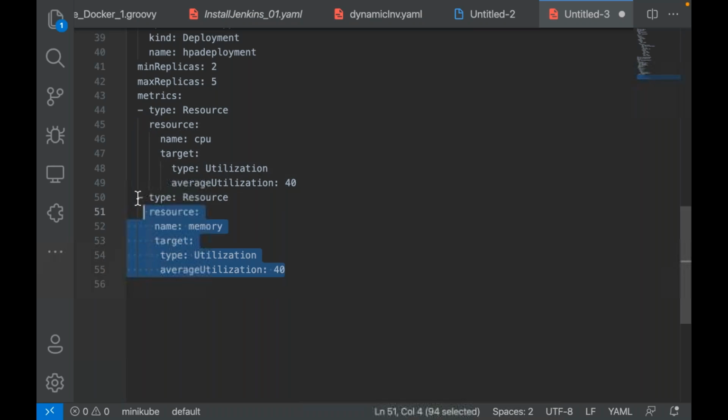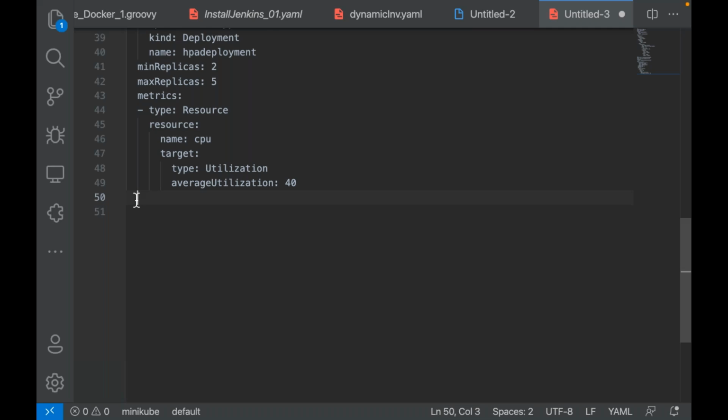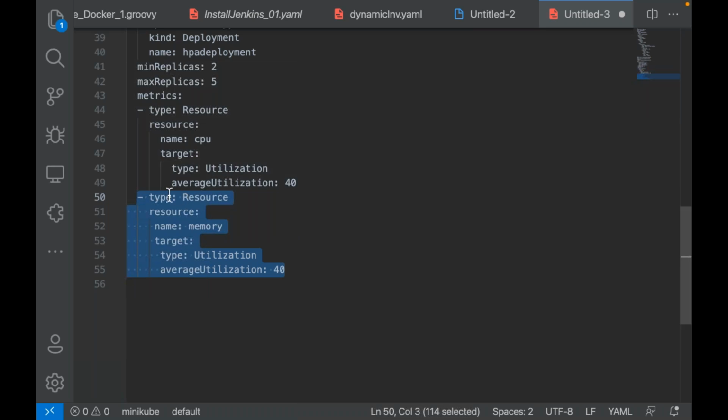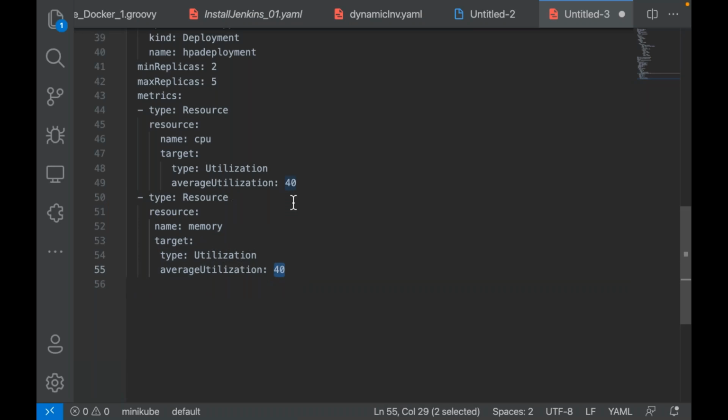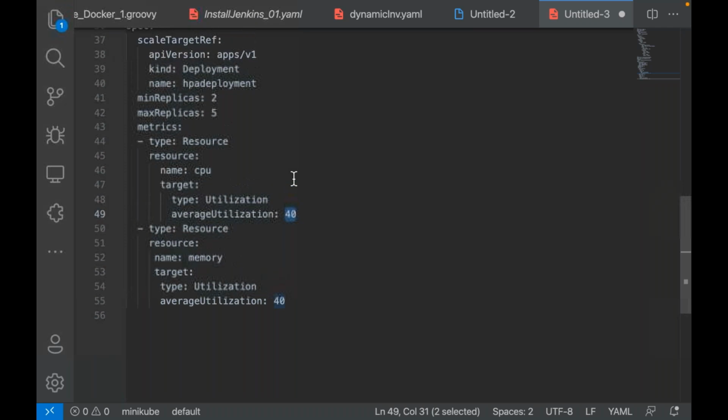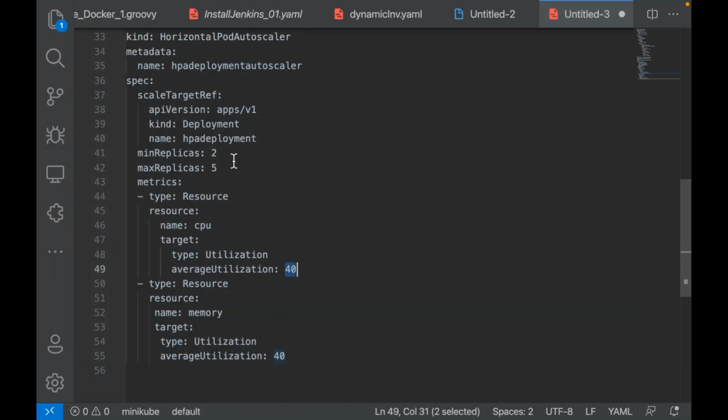Can I have it on memory also? Instead of having just CPU, can I have it on memory also? Based on your requirement, you can have it only on CPU, or only on memory, or on both. Whether memory reaches this percentage or CPU reaches this average percentage, it will automatically increase to a third pod, fourth pod like that.